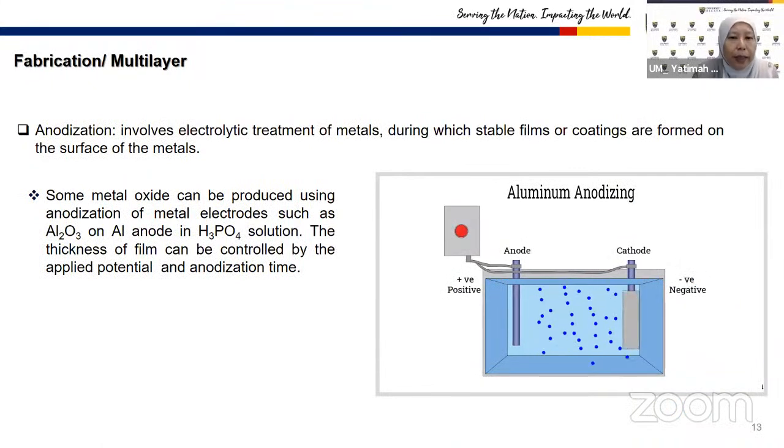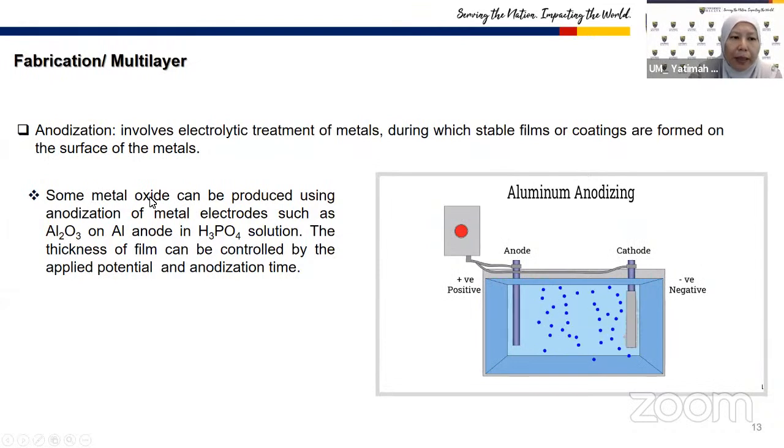The other one, as mentioned, is anodization. This is another electrolytic procedure, whereby you have electrolytic treatment of metals, during which stable forms or coatings are formed on the surface of the metal. Again, in this particular case it is anodization. So you can look into how you can actually deposit.